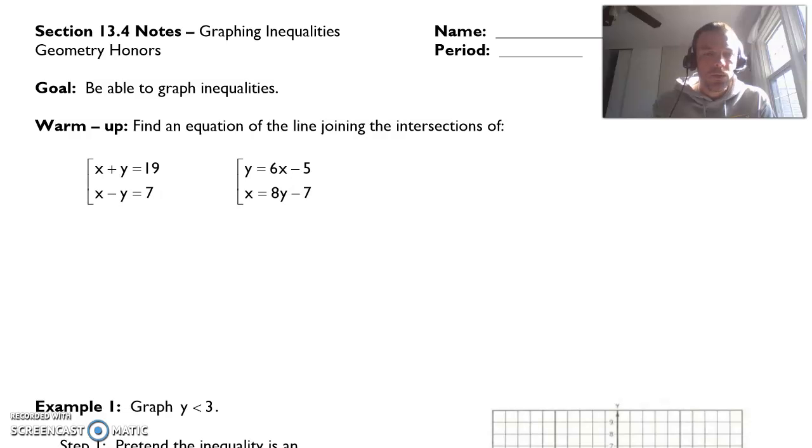Hello everybody. I was hoping everybody would be able to take a quick look at our warm-up problem today and go ahead and give that one a try before we go over it. Make sure that we are paying attention to what they're asking. We want the equation of a line, and we want that to be the equation that joins the intersection of these two. So take that for what it's worth. Go ahead and give this one a try.